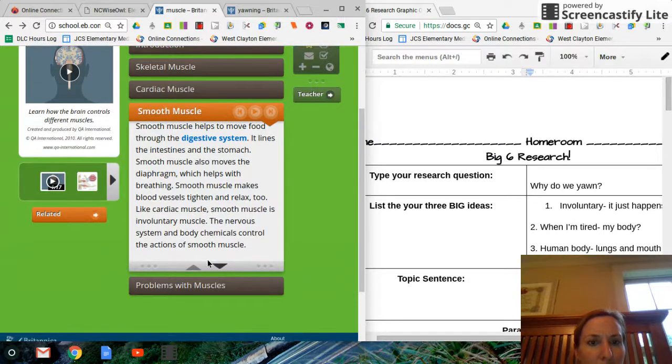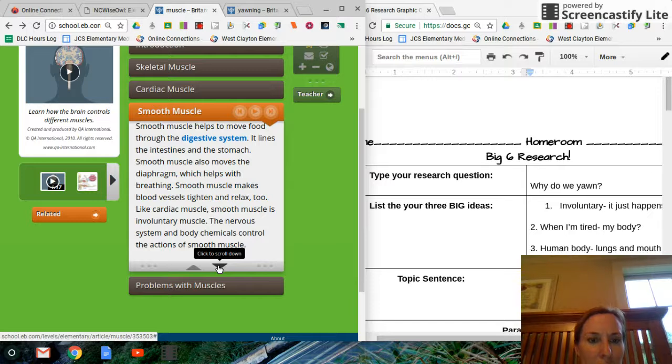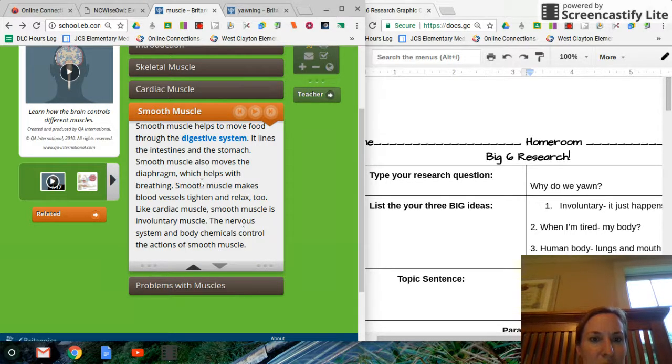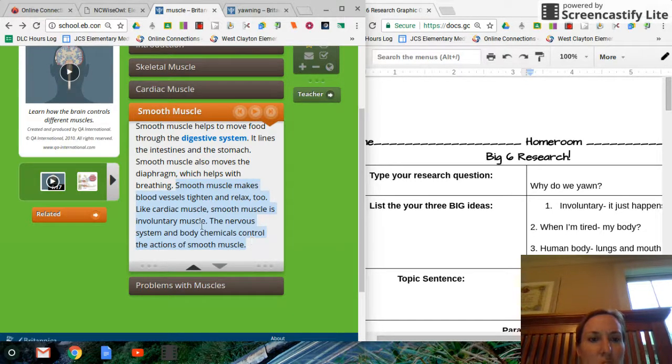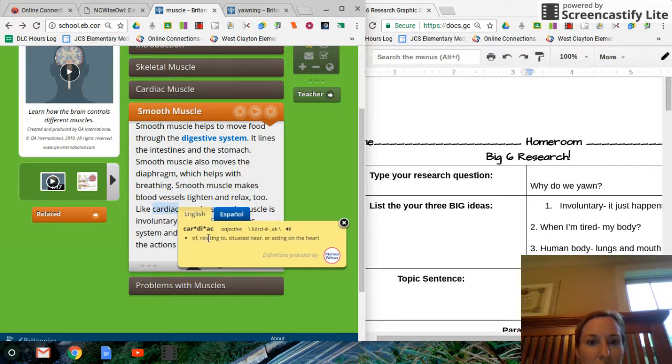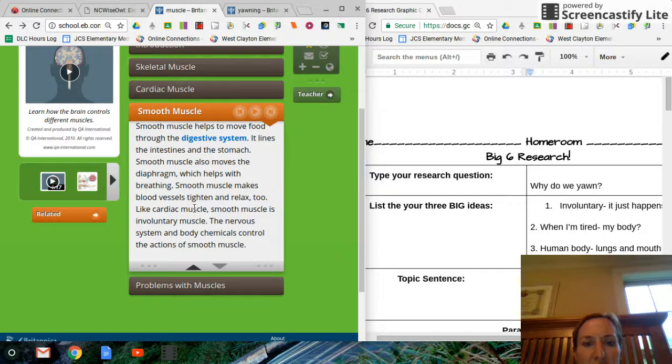So I'm just going to scroll around and look. This bottom arrow will help me, I think. And it looks like that's it. Smooth muscles make blood vessels tighten and relax too. Like cardiac muscles, smooth muscle is involuntary. The nervous system and body chemicals control actions of smooth muscles. Interesting. So cardiac muscles, not sure what cardiac is. Let me double click it. Oh, of relating to, situated near, or acting on the heart. Oh, cardiac means heart. Okay, so that means my heart beats by itself. That's true. I don't have to tell my heart to beat.